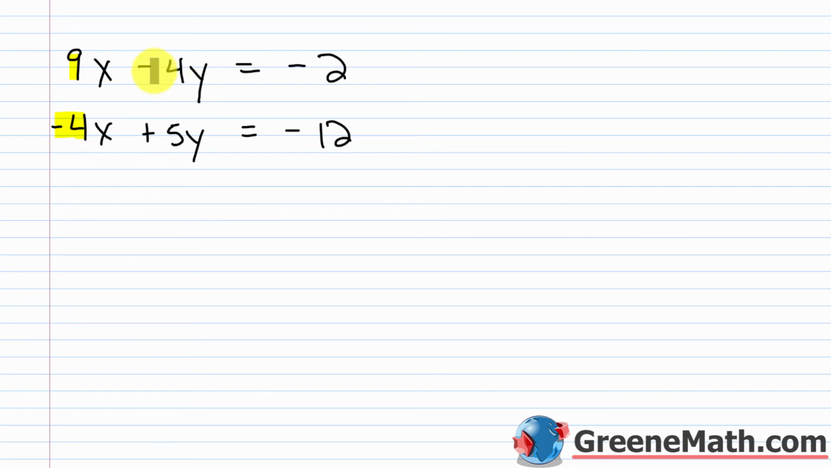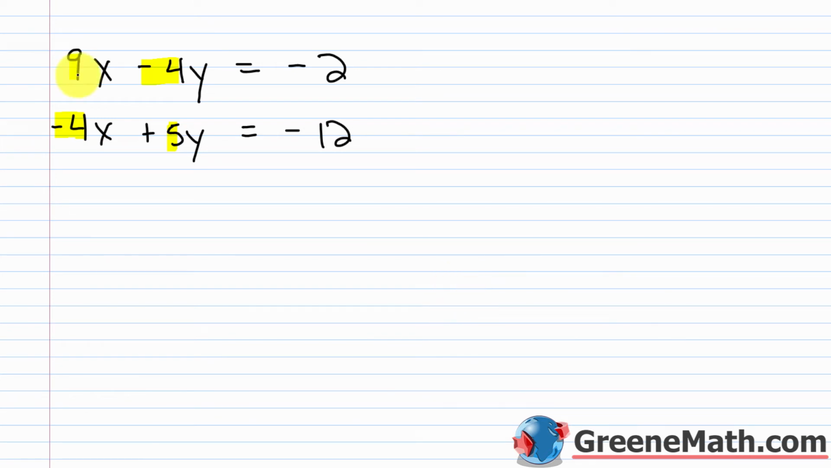For the y variable, I have a negative 4 and I have a 5. So I don't have anything with opposite coefficients, so nothing would cancel right now if I did the addition. So I've got to transform one or both equations to where one of the variables would drop out. Now it doesn't matter which one you pick. I could pick the x variable and eliminate it, or I could pick the y variable. Doesn't matter. Let's go ahead and work with the x variable.